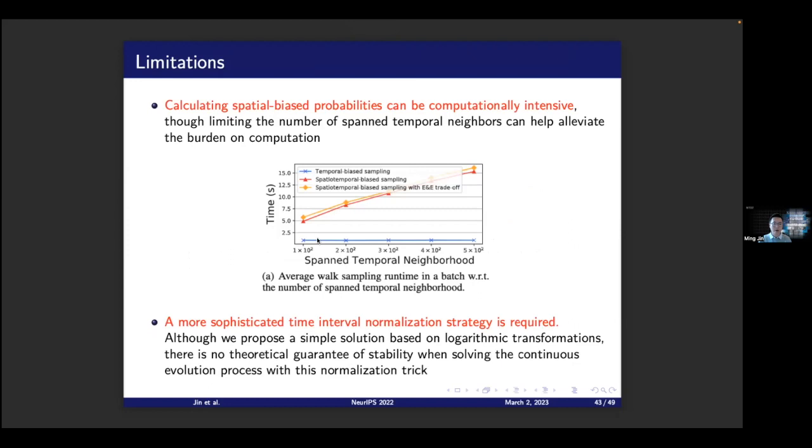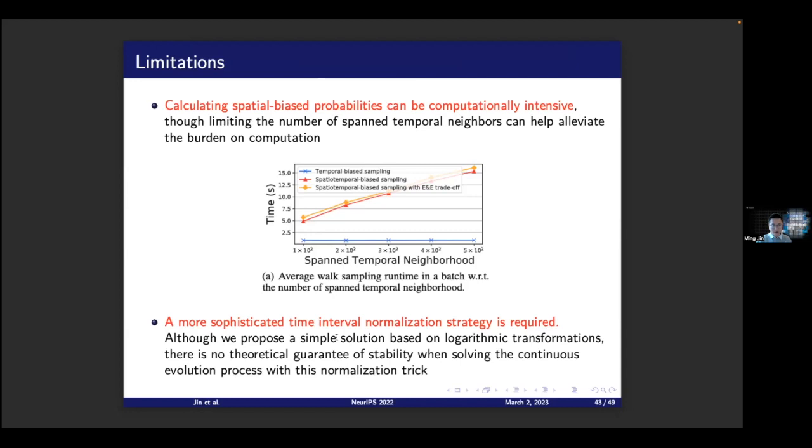But before we end, I would like to discuss a little bit about the limitations of this work. The first limitation is the calculation of the spatial bias probabilities, which can be computationally heavy, and this is one of the research directions in the future. How we implement the spatial biased sampling as well as the other components of the network efficiently, to make the whole thing run in an online manner, is going to be a question.